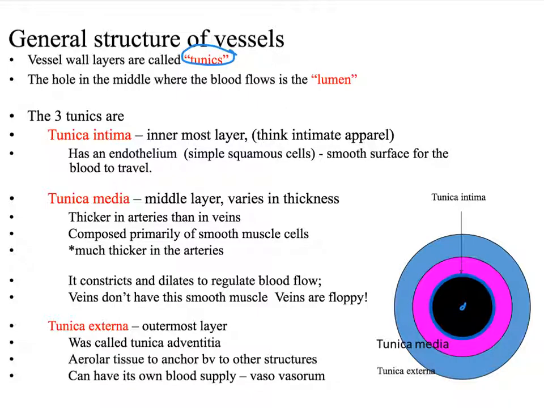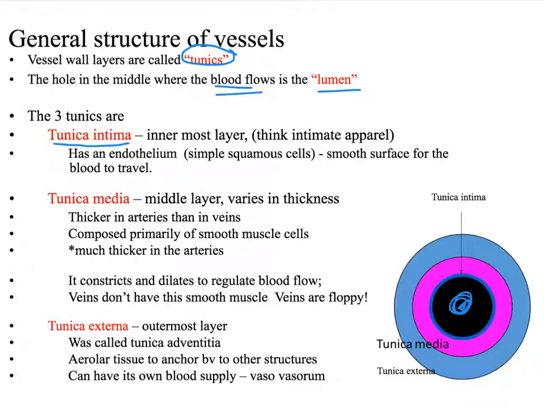The hole in the middle, that's the lumen, and that's where the blood's going to be. I should have made that red, but I didn't. So the hole in the middle is the lumen, and that's where the blood is. There's three tunics. Tunica intima is the innermost layer. I always say, think of underwear, which is intimate apparel.